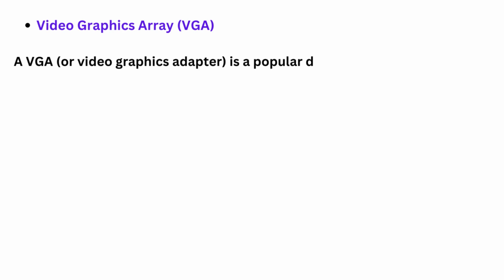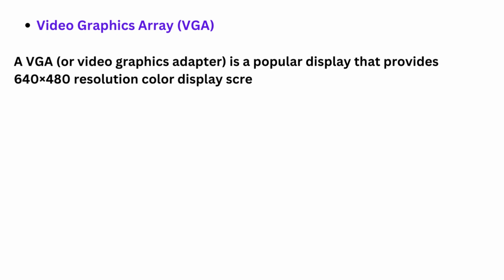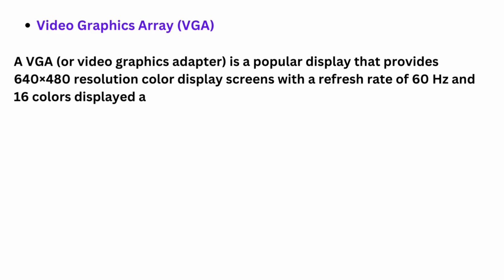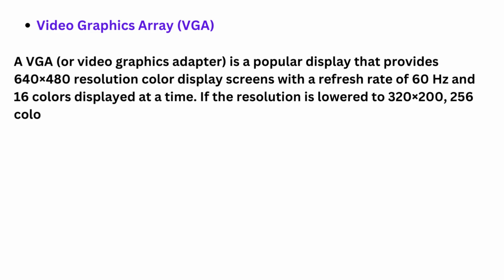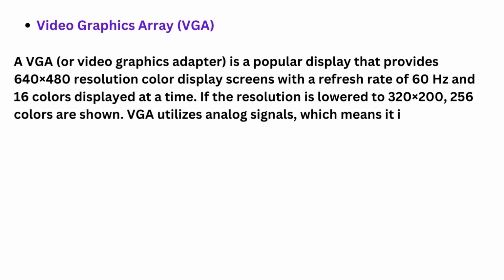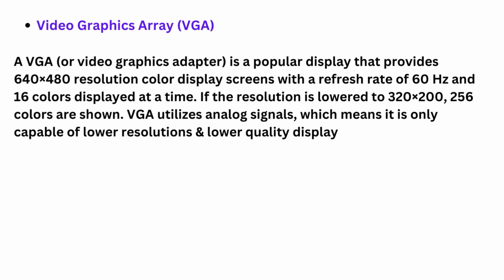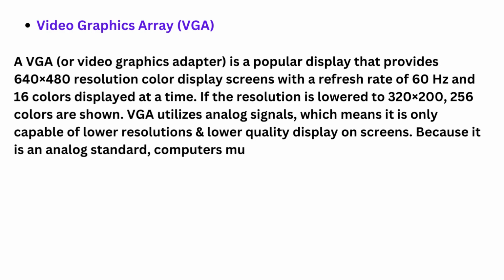Video Graphics Array, VGA. A VGA, or Video Graphics Adapter, is a popular display that provides 640x480 resolution color display screens with a refresh rate of 60 Hz and 16 colors displayed at a time. If the resolution is lowered to 320x200, 256 colors are shown. VGA utilizes analog signals, which means it is only capable of lower resolutions and lower quality display on screens.